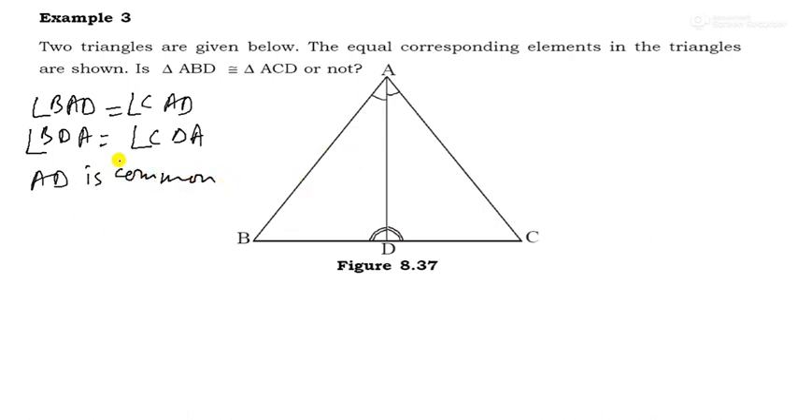So here, which one is it? Angle, side, angle. This one is angle, and this one is side, then further angle. So triangle ABD is congruent to triangle ACD. Why? By ASA congruency. So that is your answer.